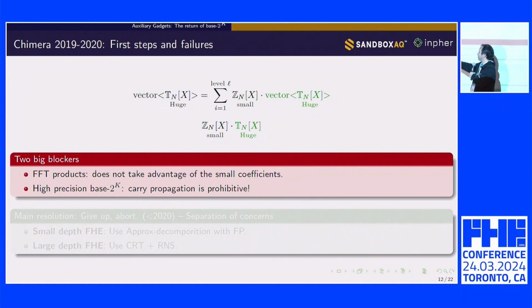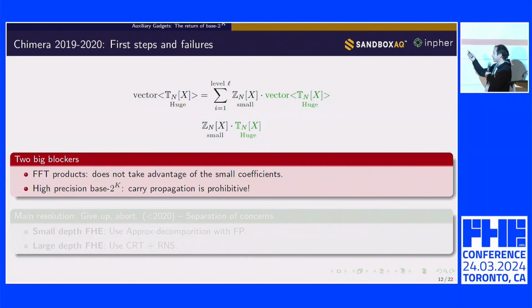And the second blocker is that using just big number representation, the base 2K carry propagation was really prohibitive. So in every operation, we would just spend 99% of the time propagating carries, and that was slowing down everything.